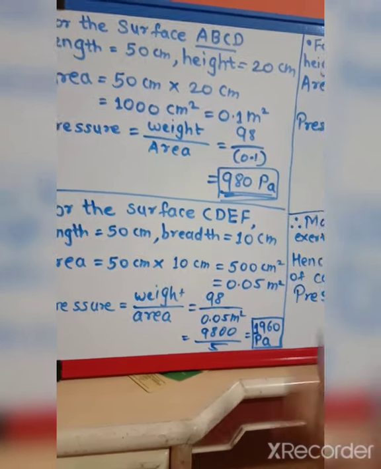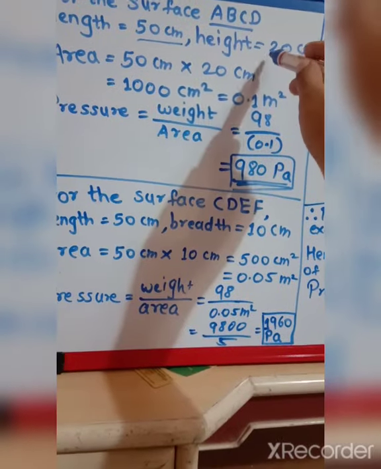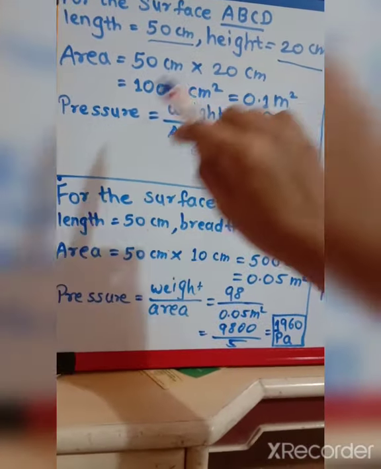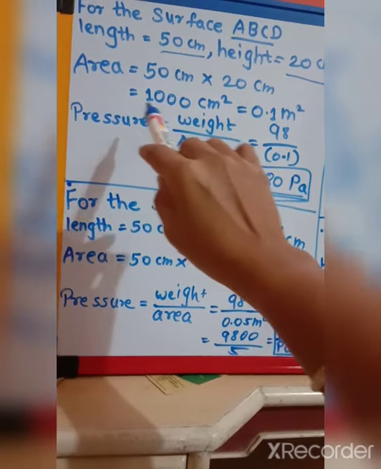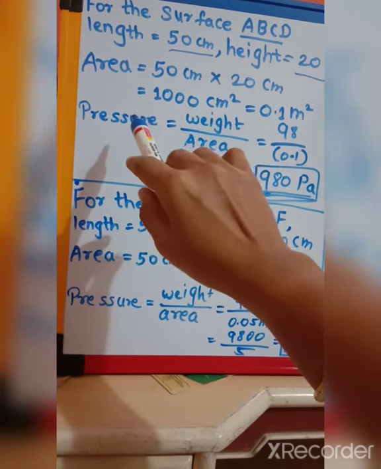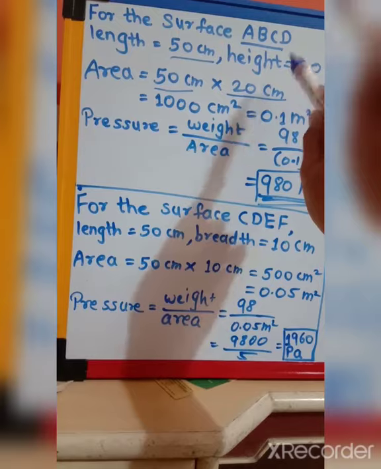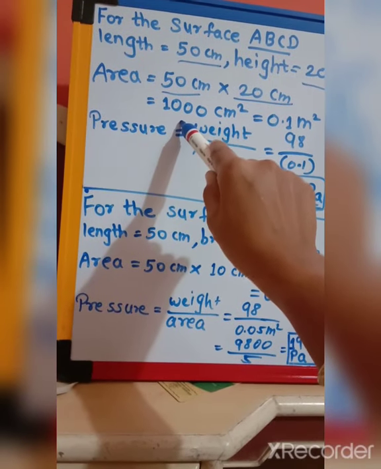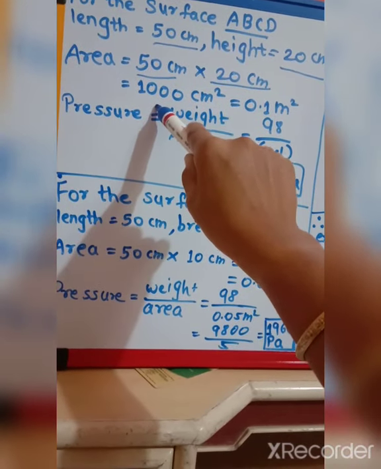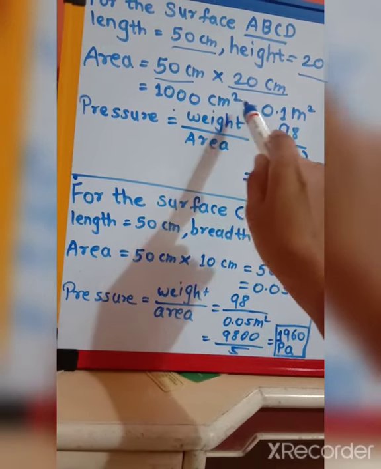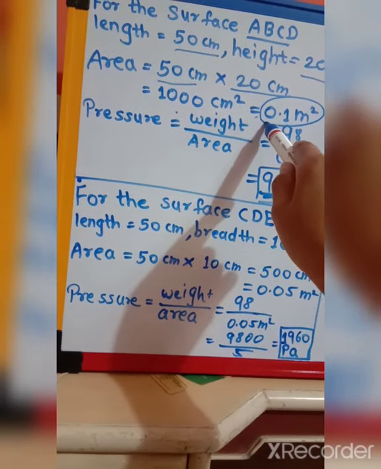Length is given 50 cm, height is 20 cm. Now we'll first find out the area of that surface. Area is 50 cm multiplied by 20 cm. So we get the area 1000 cm square. We will convert it into meter square. So that will become 0.1 meter square.